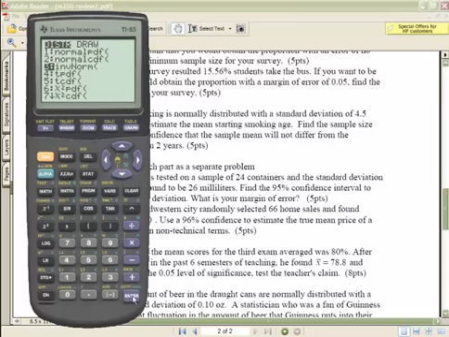Inverse norm, and it's 98%, 0.98. But actually what we want to do is put the alpha in there, so that's 0.02. And remember that we're dealing with z sub alpha over 2, so we need to make sure that we divide this by 2. And remember that we're going to want the positive value, so that's 2.326.